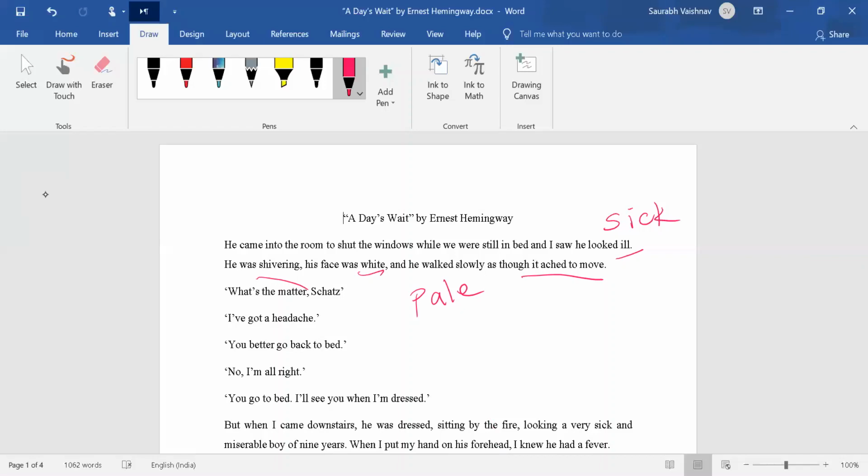The son of the father, he was feeling sick. His face was white and he was also not able to walk easily.